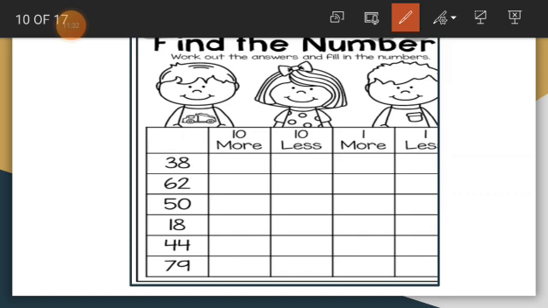Now when we add 10 more in 38, what is the answer? Only the tens number will change, that is 48. When we subtract the 10 from 38, only the tens number will change, that is 28. When we add 1 in 38, that is 39. And 1 less than 38 is 37. Is this clear now?